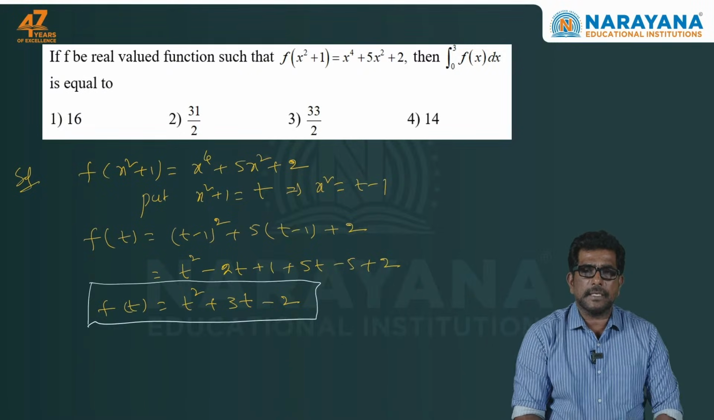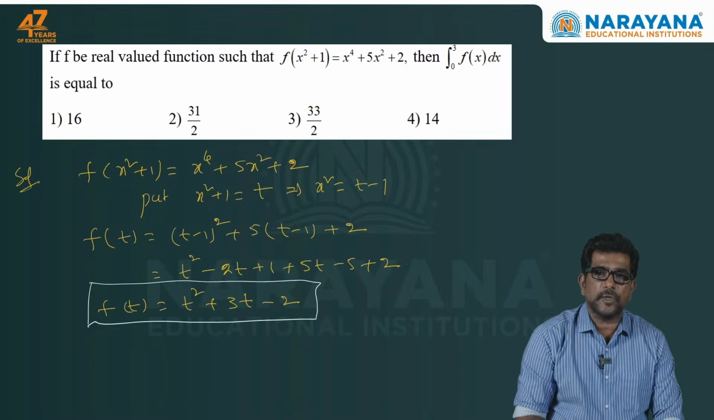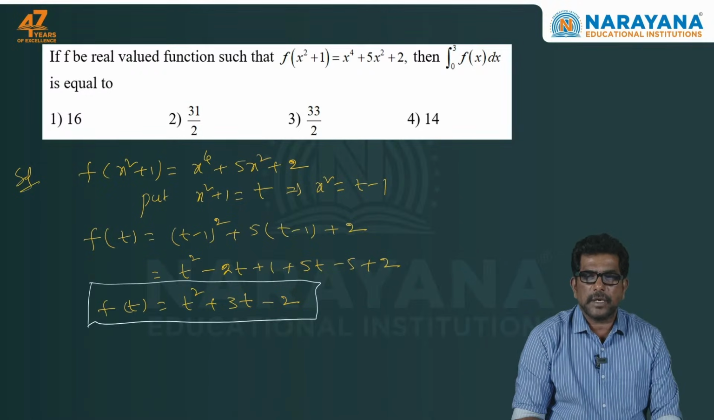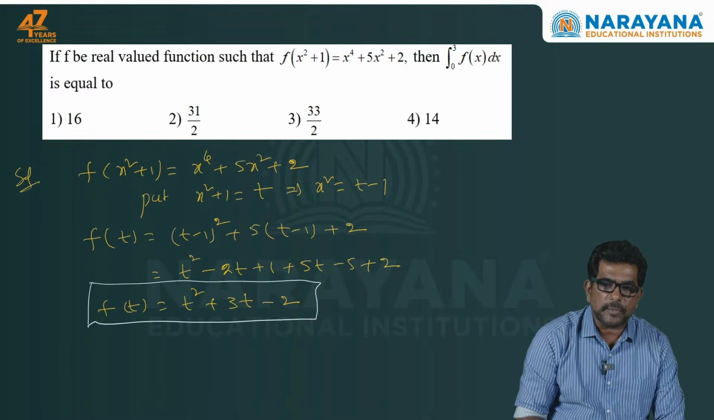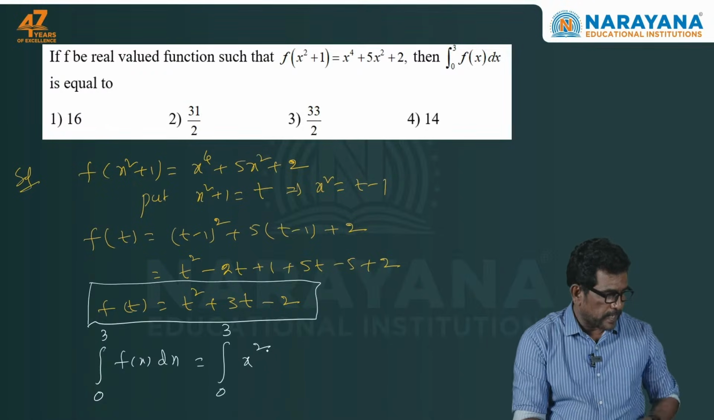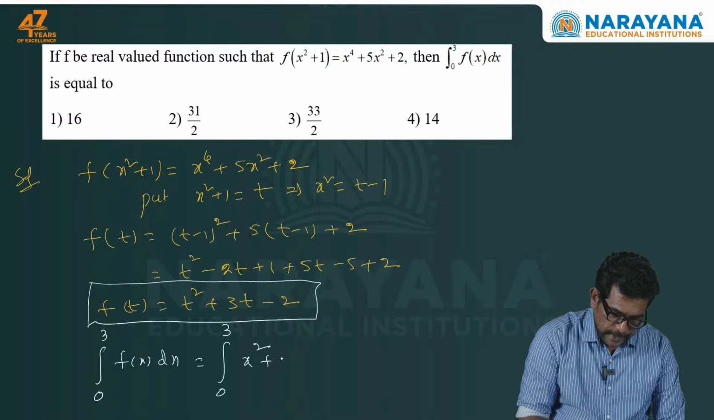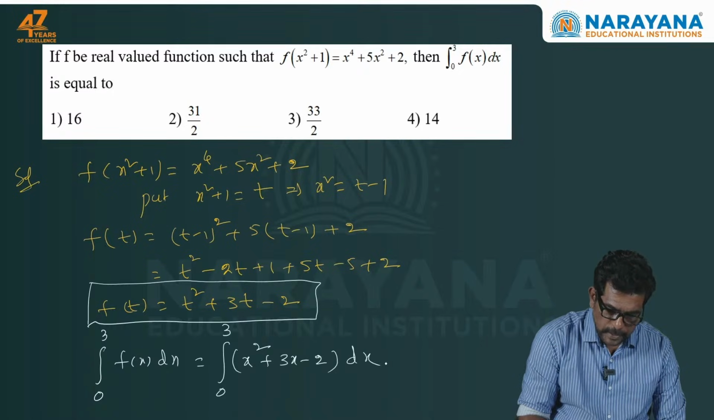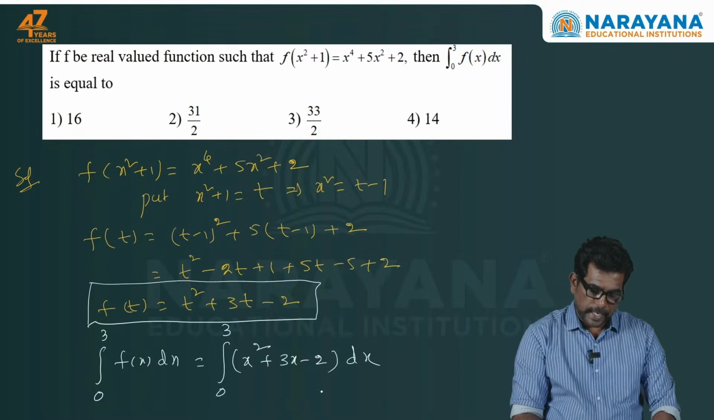Now they are asking for the definite integral 0 to 3 of f of x dx. You are very familiar with this type of problems. So in the regular way, now here onwards, the integral 0 to 3 of f of x dx is equal to the integral 0 to 3 of x square plus 3x minus 2 dx. After this, you know how we are integrating this one.